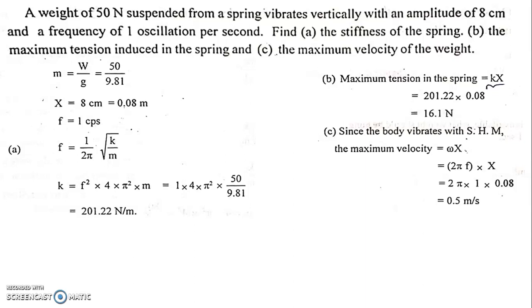And the second thing we will be calculating is the maximum velocity, which is given by omega into x, where omega is equal to 2 pi f. So we got the value of frequency, and we can calculate the value of omega. 2 pi into 1 into x will give the maximum velocity. Okay, we calculated all the 3 terms.